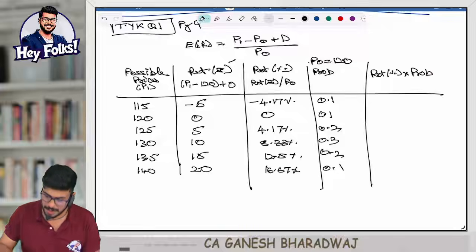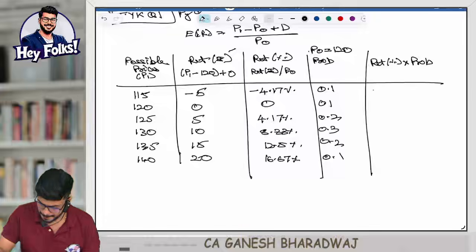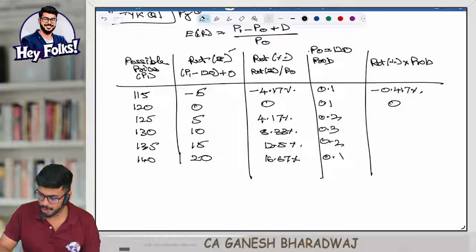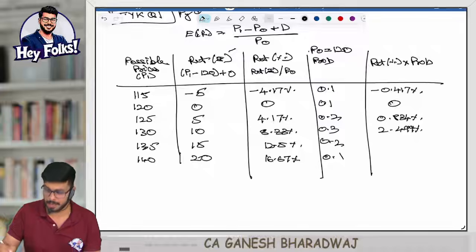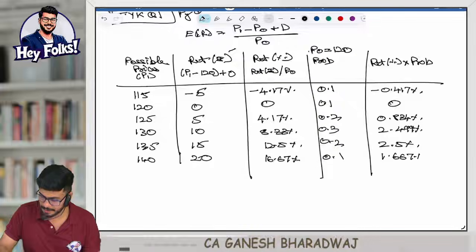How much is it? Come on, guys, quickly. Minus 4.17 into 0.1. How much is that? Minus 0.417%. Then this is going to be 0. Here, 4.17 into 0.2. How much is that? 0.834%. Then 8.33 into 0.3. How much is it? 2.499. Very good to see students getting quick calculations. 12.5 into 0.2. Come on, guys. 2.5%. Then 16.67% into 0.1. How much is that? 1.667%. Now total it up.